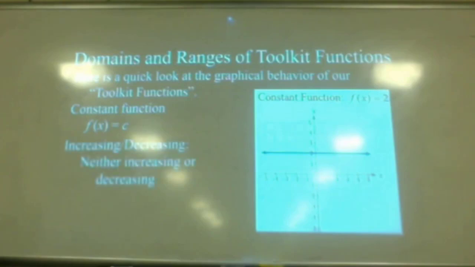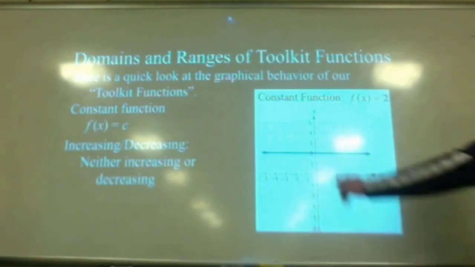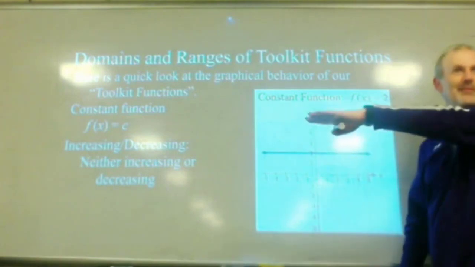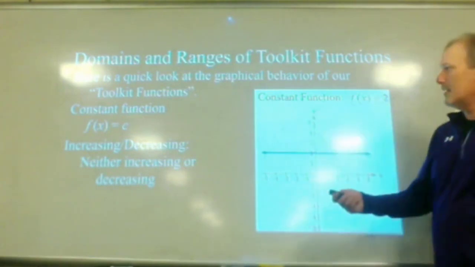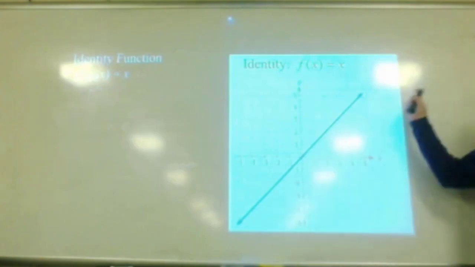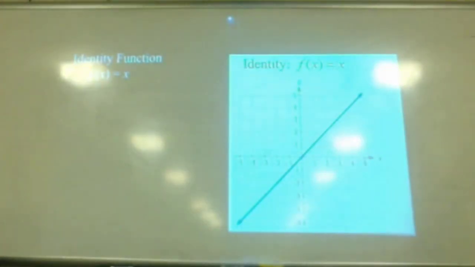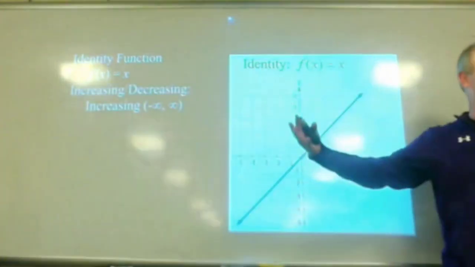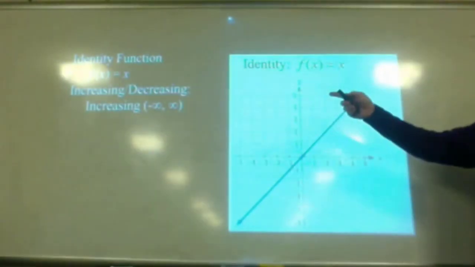Oh, domain and ranges. We already did these. I think this is supposed to be increasing and decreasing. I must not have changed the slide. So this is increasing and decreasing. Notice this one, it's not increasing or decreasing at all. It's always staying the same. Okay? What is this one doing? It's actually pretty easy to look at. This is doing what? Increasing on the whole interval. Right? So negative infinity to positive infinity.